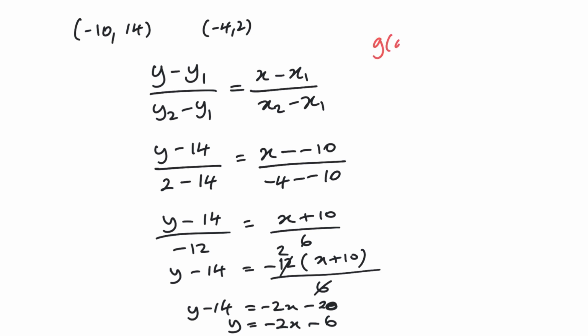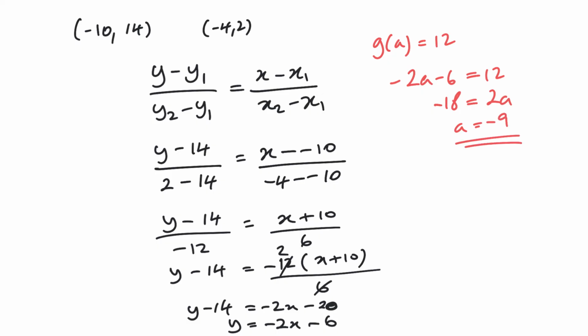So we're looking at g of a equals 12, so minus 2a minus 6 equals 12. So we've got now 2a equals minus 18, a equals minus 9. So my two answers to this were a equals 0 and a equals negative 9.